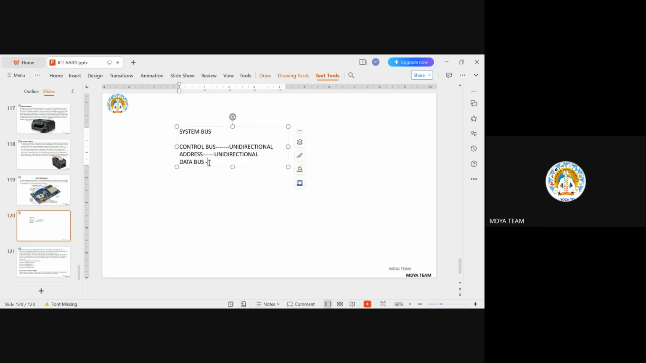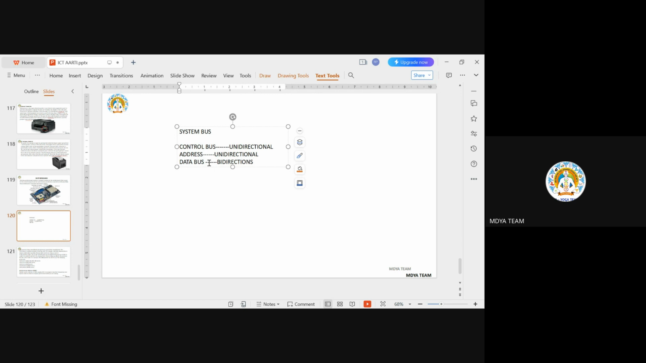So the data bus. The CPU gives the command to the memories or other devices, and it also gets the data. Suppose the CPU is giving data to the memories; the CPU also gets data from the memories and other devices. The CPU is giving data to the other devices and also getting data from the other devices. So it is bidirectional, it can go in both directions.